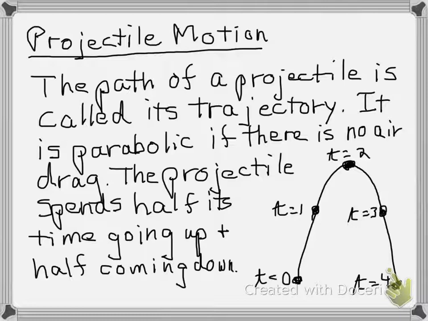The path of a projectile is called its trajectory. It is parabolic if there's no air drag. The projectile spends half of its time going up and half of its time coming down.